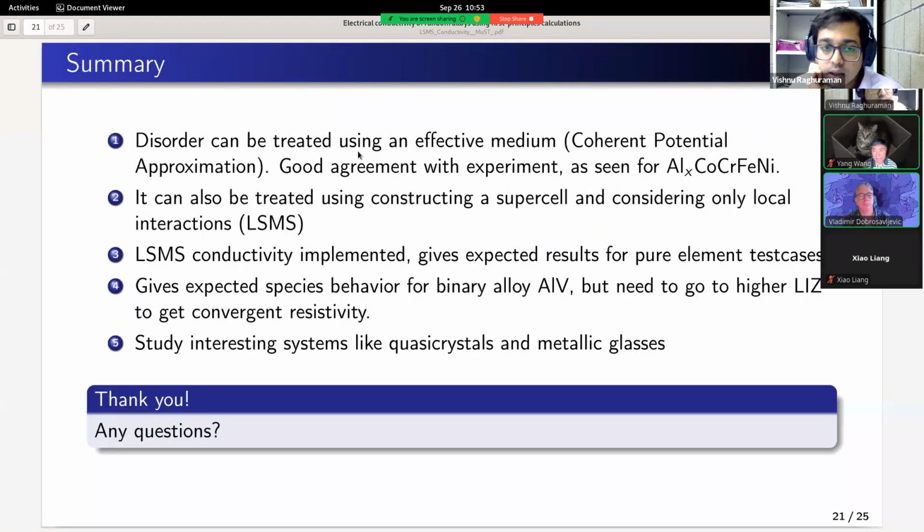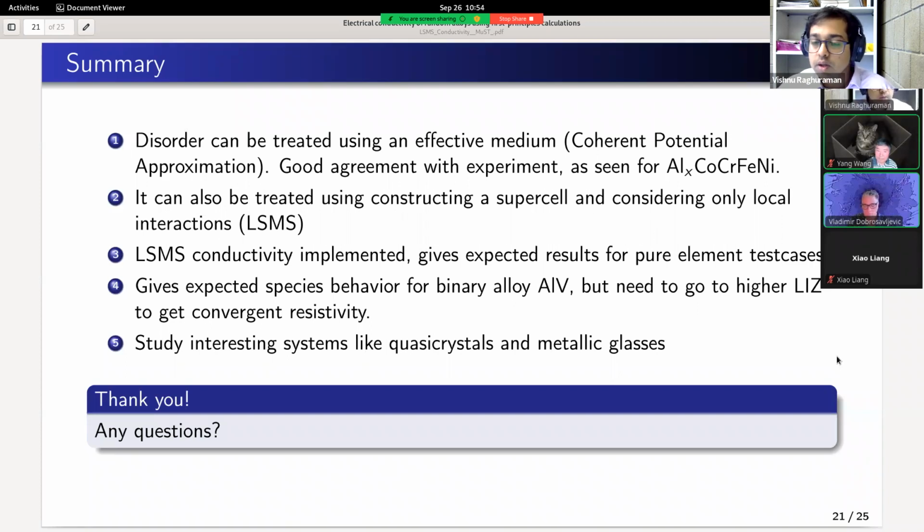Yeah, so essentially, you can do it with CPA, you can do LSMS. We've already done CPA before, so this time we're trying to do LSMS, and we saw for pure elements, it seems to give an expected behavior where things are going to zero, and there's a slow decay. And for aluminum vanadium, when we break it down with species, we can see some expected behavior. For example, the vanadium contribution is higher, as indicated by the density of states.